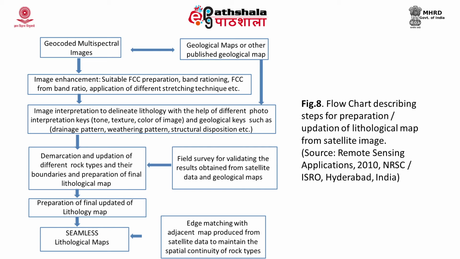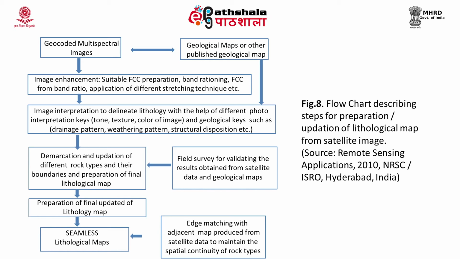For example, tone, texture, and color of the image, and geological keys such as drainage pattern, weathering pattern, structural disposition, etc. Using that, we will get first-hand information about the lithology, and then we will go for the demarcation and updation of different rock types and their boundaries, and preparation of the final lithological map. Whatever background information we have about that particular area can also be used for image interpretation, and that will help us prepare the lithological map.